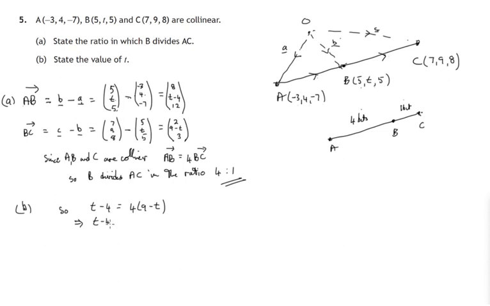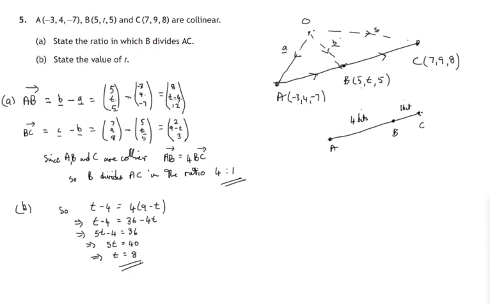t minus 4, let's get rid of the brackets. 36 minus 4t, let's add 4t to both sides. We'll get 5t minus 4 equals 36. And let's add 4 to both sides. 5t equals 40. Divide both sides by 5. t equals 8. State the value of t. t is 8.